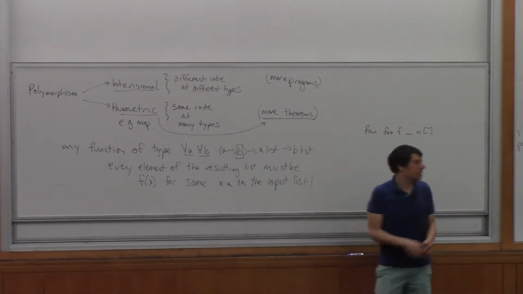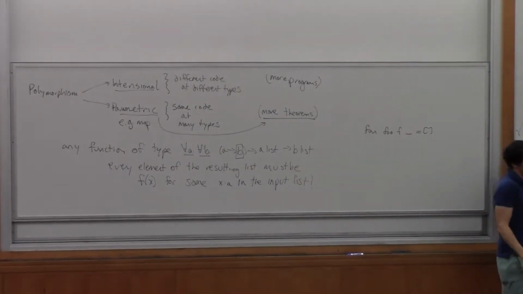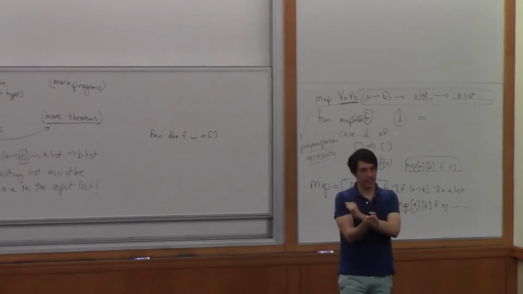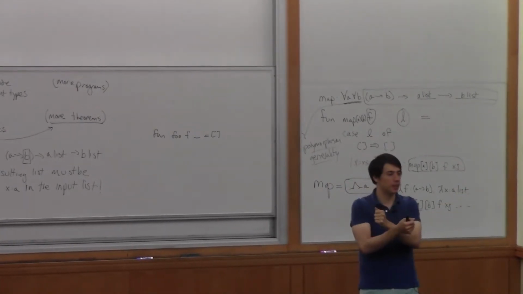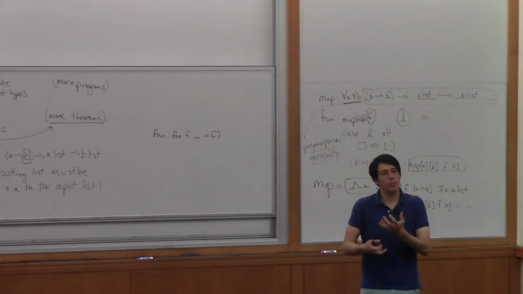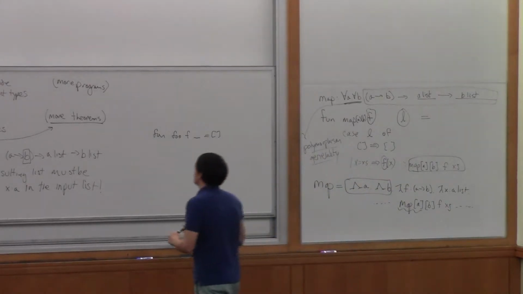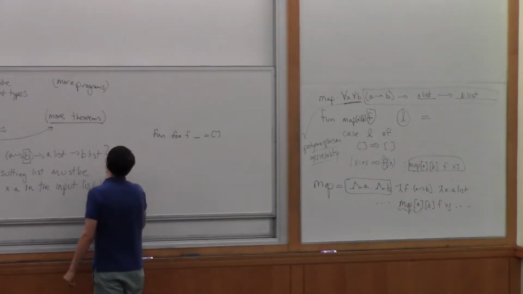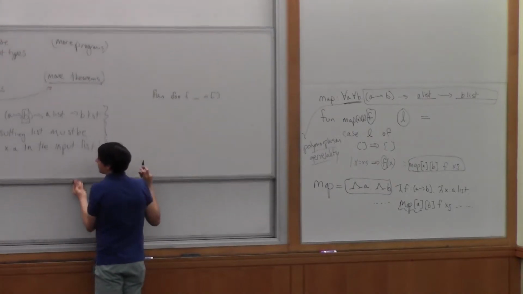So we don't know that it's exactly map, right? You could shuffle around the elements of the list. You could duplicate some. You could drop some. But the type basically tells you some property that's approaching the spec.